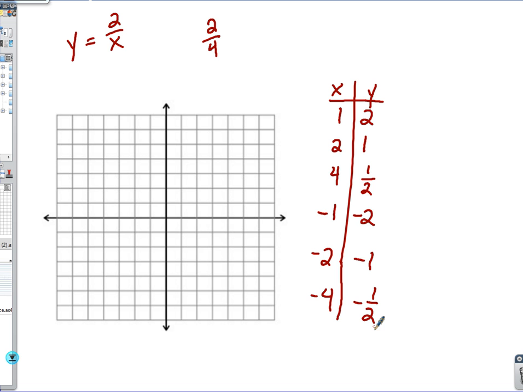When I plug in 1, I get 2. When I plug in 2, I get 1. When I plug in 4, I get 1/2. When I plug in -1, I get -2. When I plug in -2, I get -1. When I plug in -4, I get -1/2. Really doesn't give me a good picture because I'm not really sure what's happening here in between.